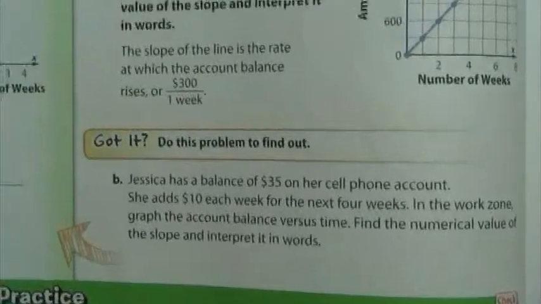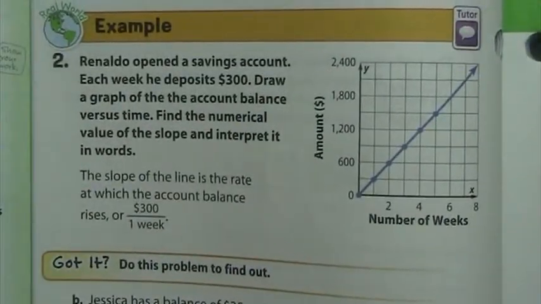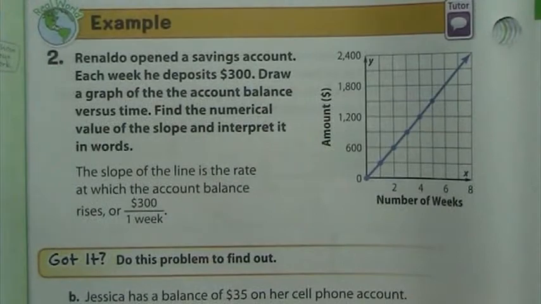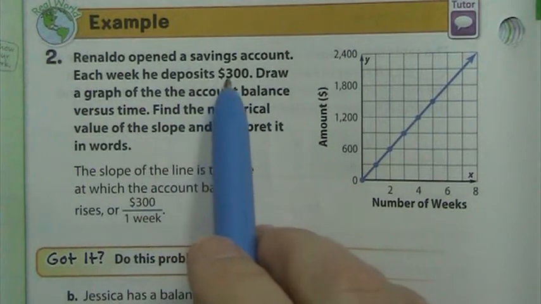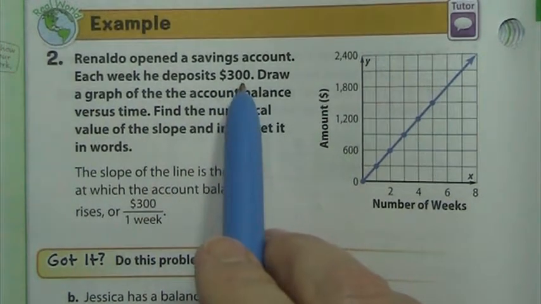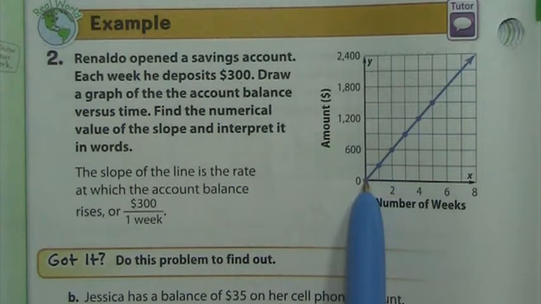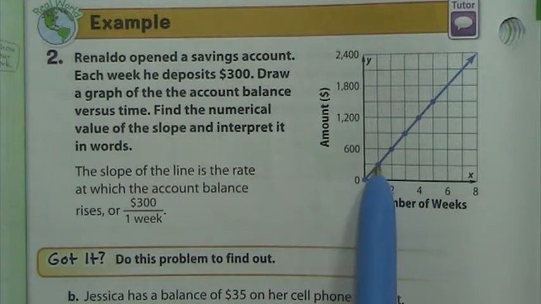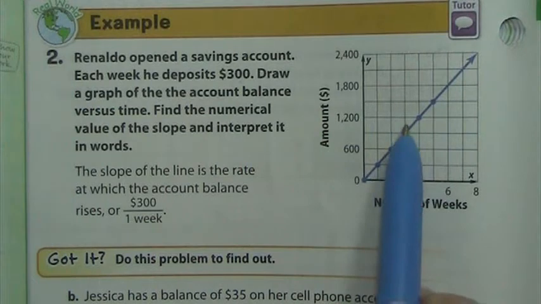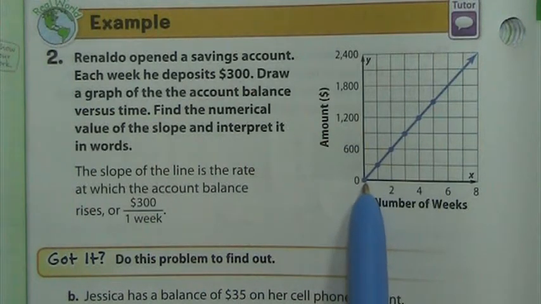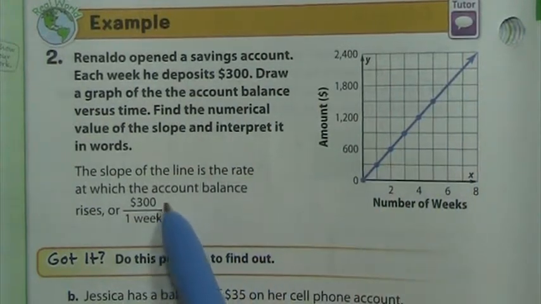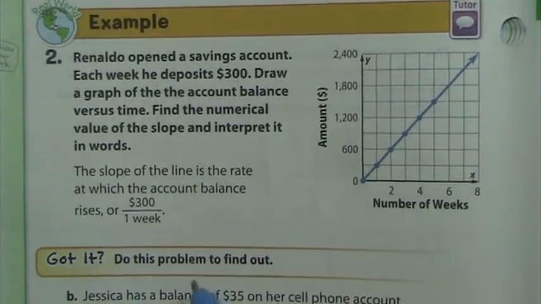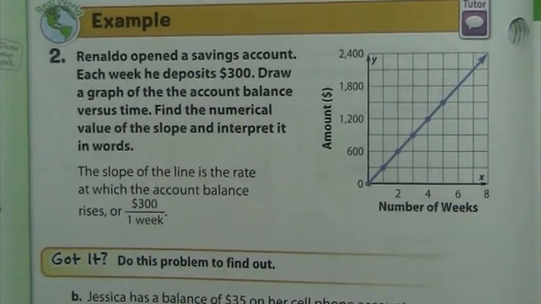Okay, turn the page, please. We're on page 76. Let's look at the top. Quick look at this example. And this Ronaldo, he opens a savings account, and each week he puts in $300. So apparently he has no money the first time, and then each week he adds $300, which seems kind of weird to me because usually you got to put money into it. But here it is, $300 per week. Okay, that's the slope, 300 over 1.